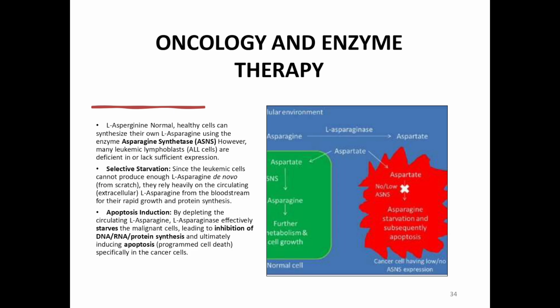A prime example of enzyme therapy in oncology is the use of L-asparaginase. Normal cells can synthesize their own L-asparagine using asparagine synthetase, or ASNase. However, many leukemic lymphoblasts, specifically ALL cells, are deficient in or lack sufficient ASNase expression. Because these malignant cells cannot produce L-asparagine de novo, they rely heavily on the circulating extracellular supply. By administering L-asparaginase, we selectively deplete the circulating L-asparagine, effectively starving the malignant cells, which inhibits DNA, RNA, and protein synthesis and ultimately induces apoptosis, or programmed cell death.